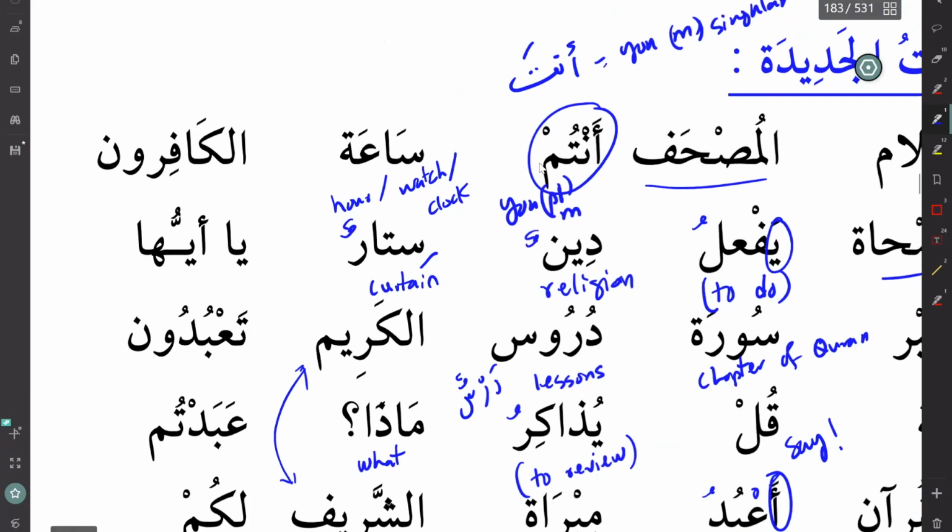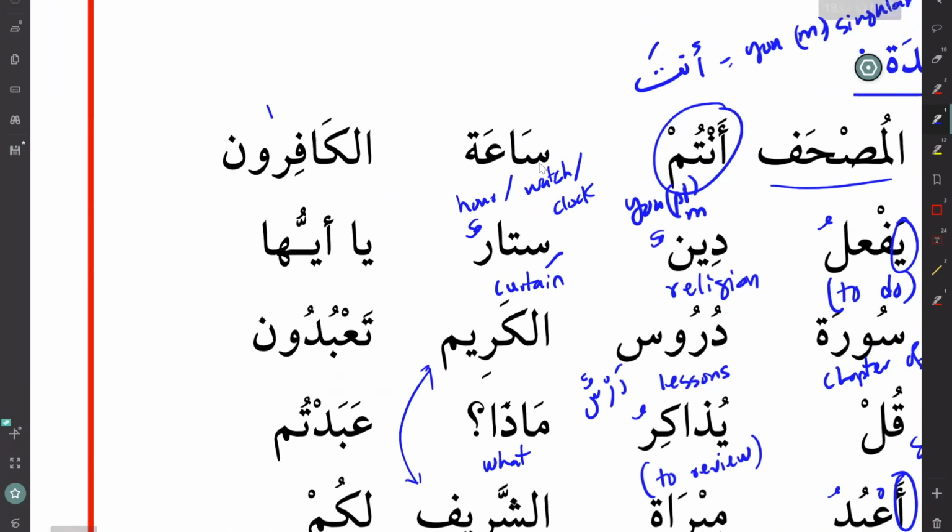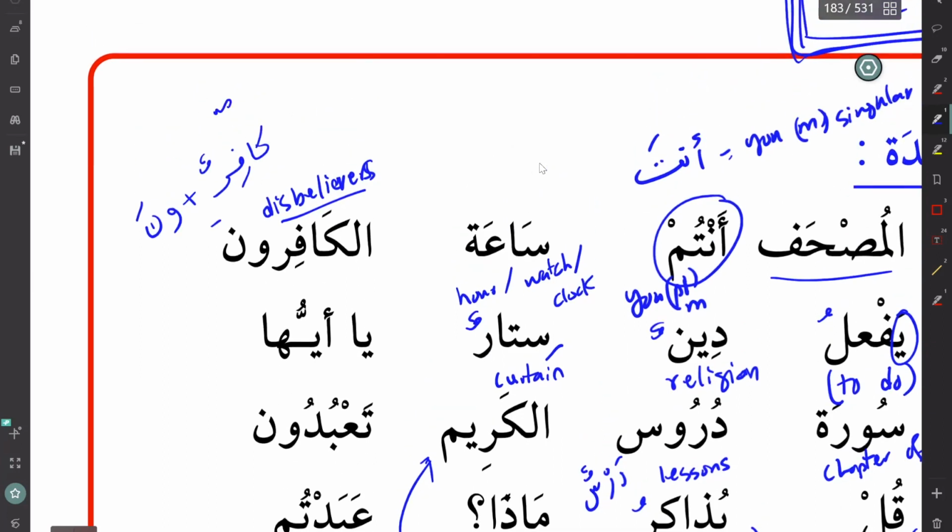We know that. Kafirun, al kafirun, disbelievers, plural. Okay, the singular is kafir. The plural is kafiruna. Remember, we did the sound plural. So here, what do you do? The only thing you do is add waw and nun. Kafiruna, just like Muslimun, right? Muslimun, and you say Muslimuna.